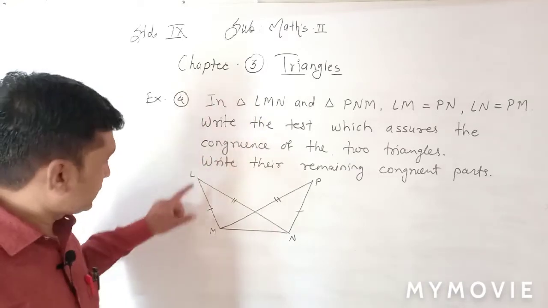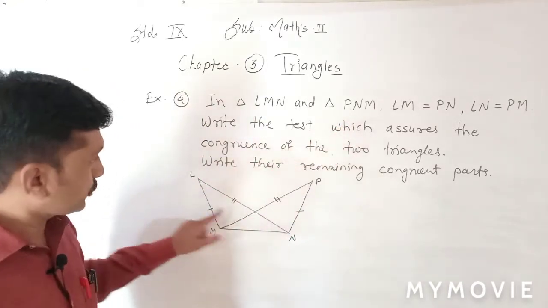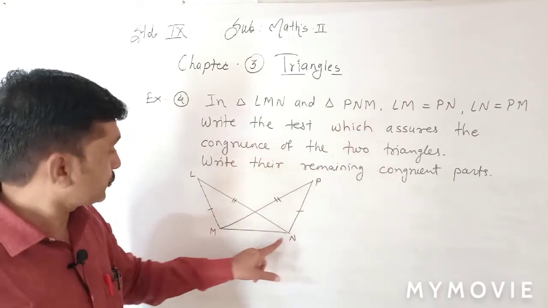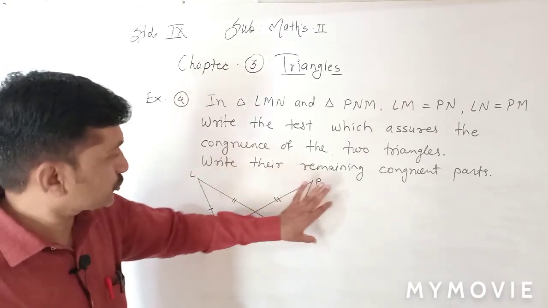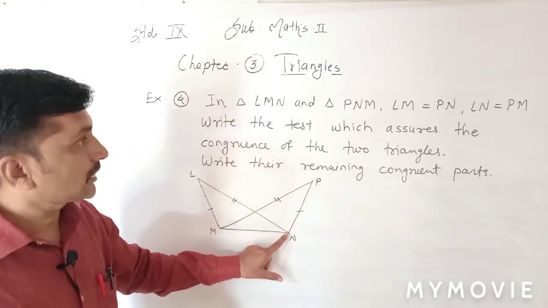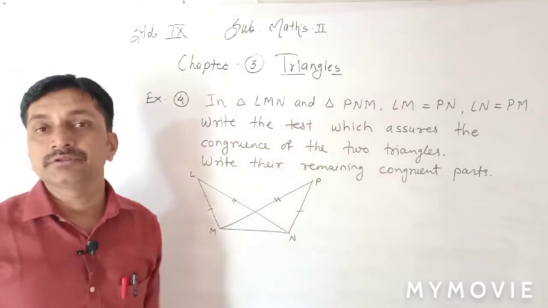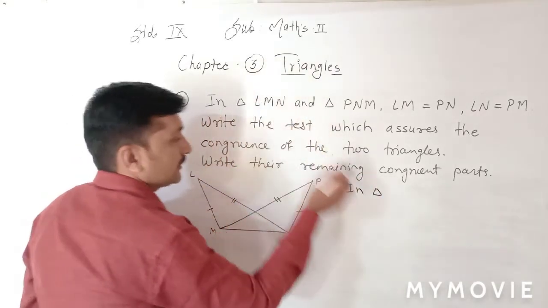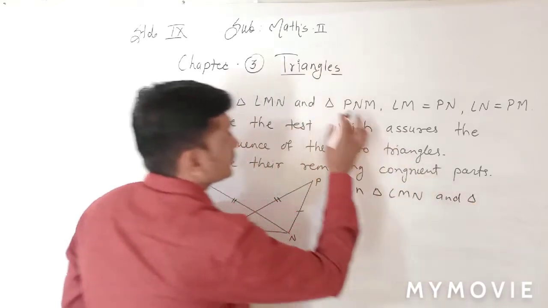In triangle LMN, here you see LM is congruent with PN, it is given. LN is congruent with PM. LM is congruent with PN here. Second is LN, this is congruent with PM, and we have to show these 2 triangles congruent. In triangle LMN and triangle PNM.